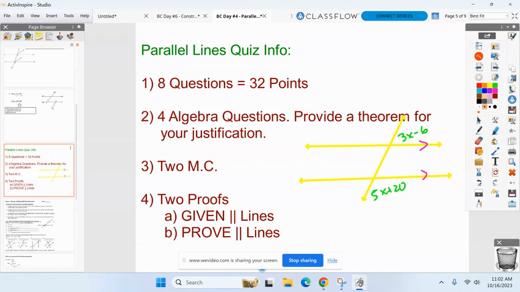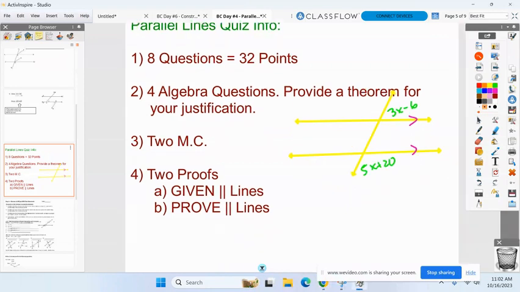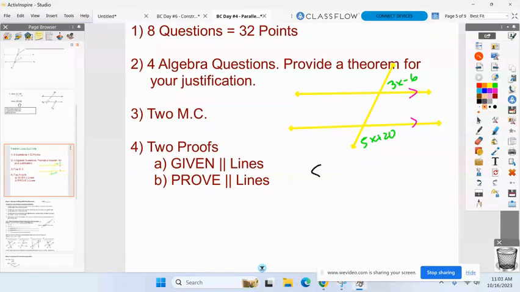So what I would expect tomorrow is, all right, here's my equation. 5x plus 20 plus 3x minus 6 equals 180. You solve it for x. Maybe have to plug it back in, because x doesn't make you a winner. Might have to plug it back in to find an angle.